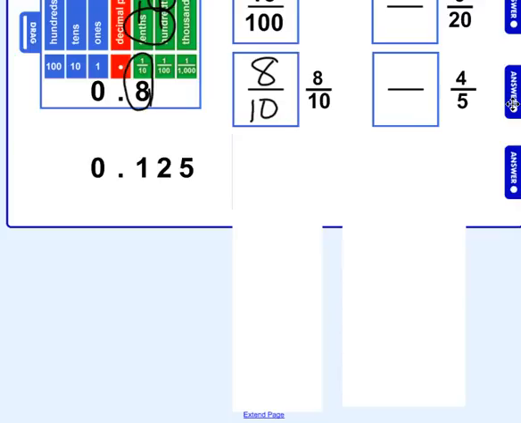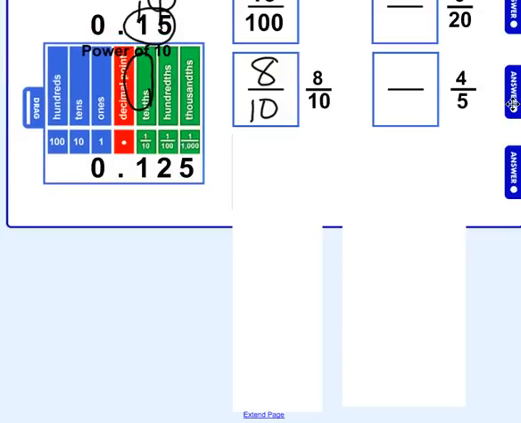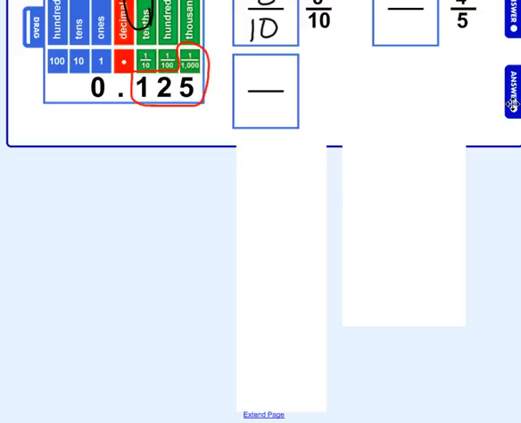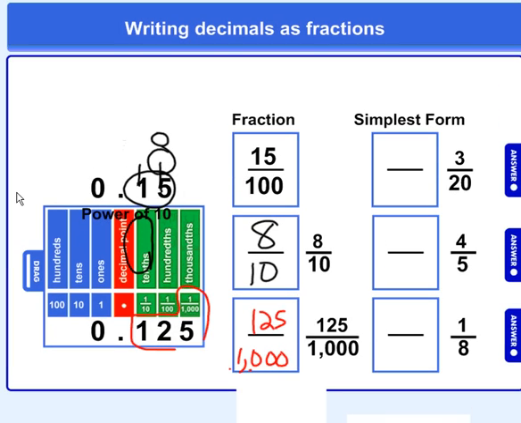And then we have 125 thousandths. This one gets a little bit bigger, and we have our 5 in our thousandths place, and so we know we have 125 thousandths, and even just saying it, you would know that it'd be 125 over 1,000. And if we reduce that down and simplify that, we would get 1/8. So that is how you turn a decimal into a fraction.